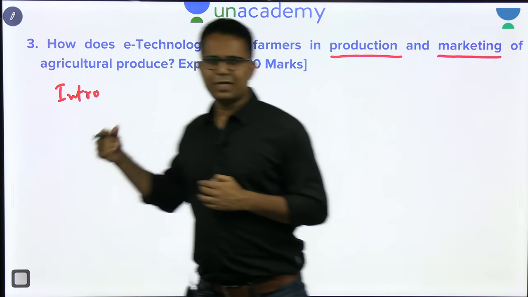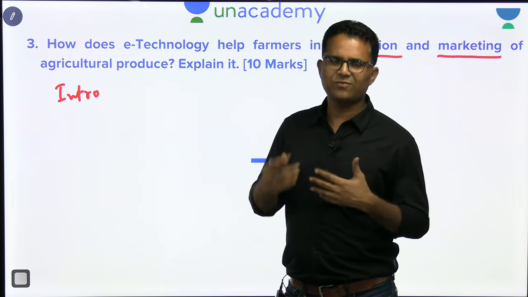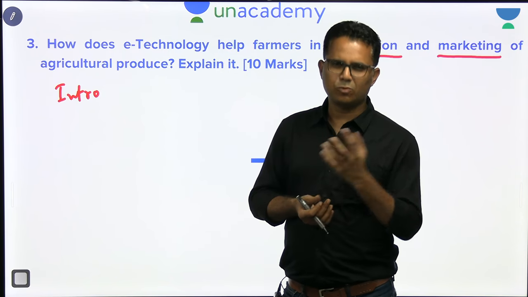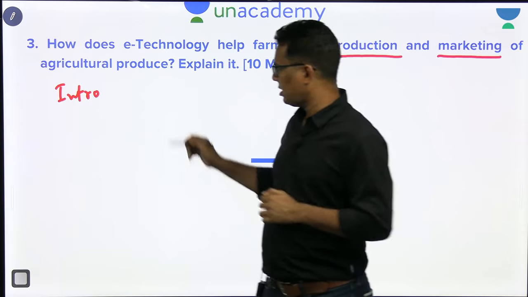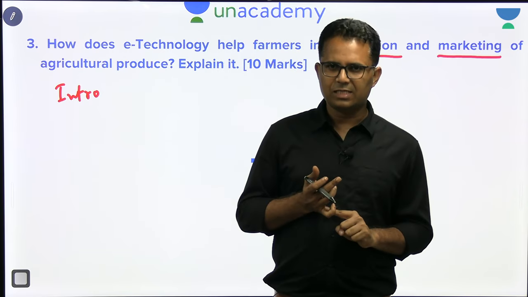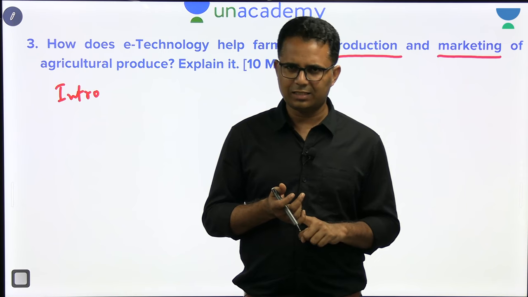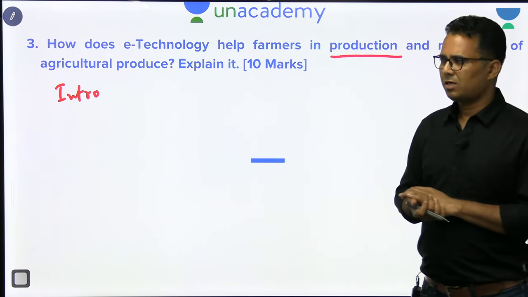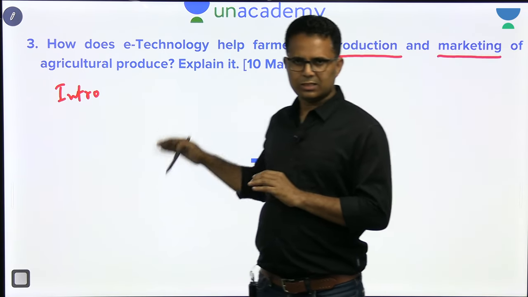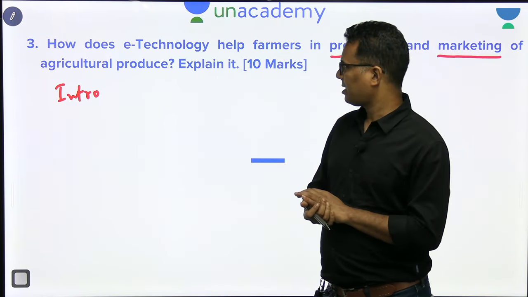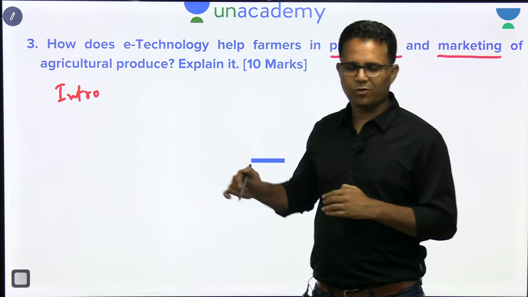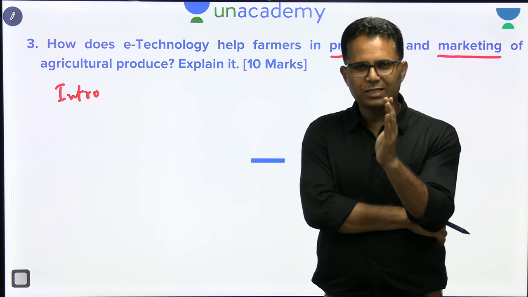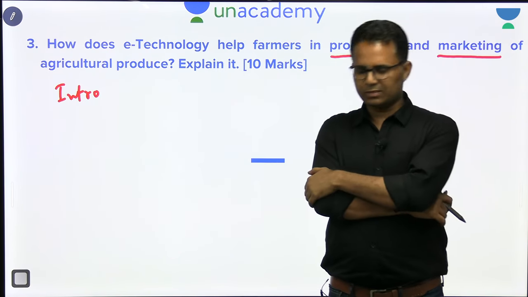In that intro, you will write that over the last so many years, Indian farmers have started using more e-technology platforms. For example, you will write artificial intelligence, drones, satellites, and sensors. You write these technologies in the introduction. Then you write that it is helping in production in the following ways. You have to mention those technologies, and relate how exactly each is helping in production.